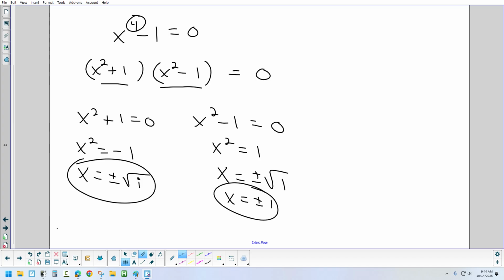Yeah. Wouldn't there not be a square root on the i? Because you're just saying the square root of negative 1. Oh, yeah. I'm sorry, thank you. I think I said the answers right, I wrote it wrong. So i, negative i, 1, negative 1. Those are your four answers.